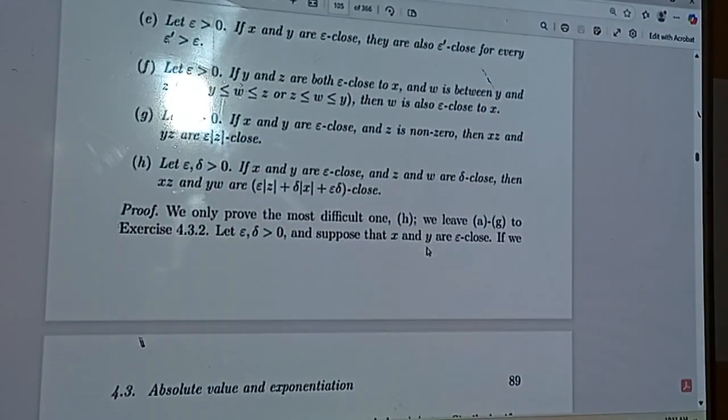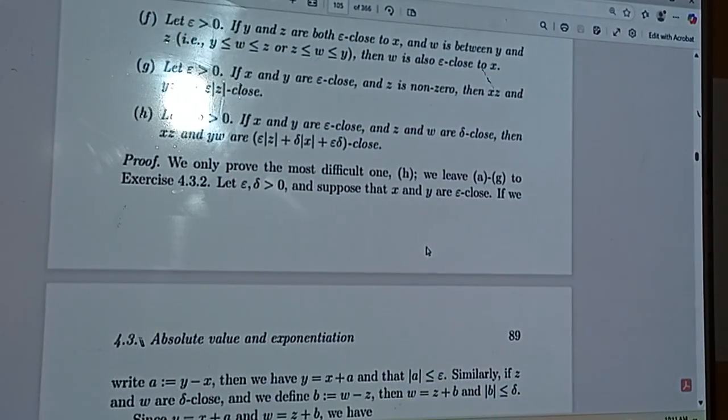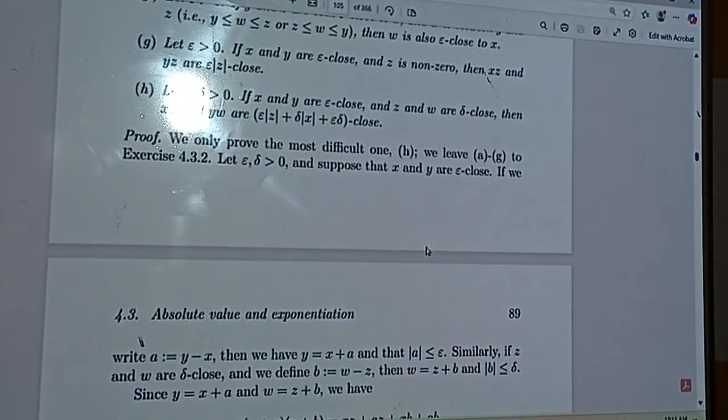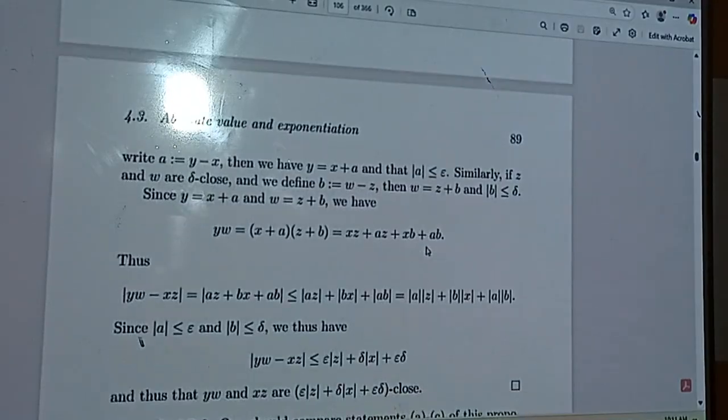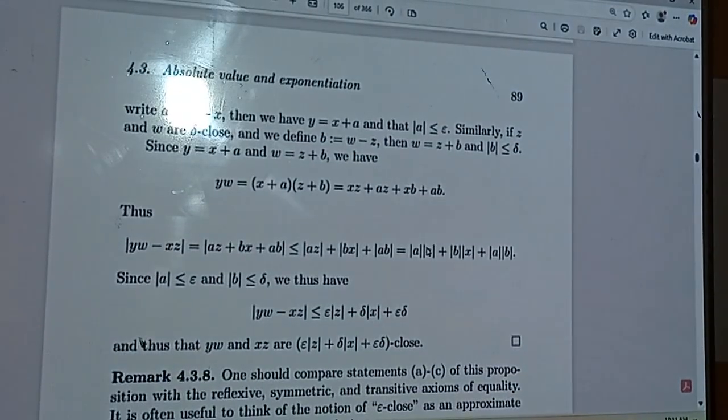Exercise 4.3.2, which is absolute value. Let me remember. One should compare statements A to C of this proposition with the reflexive, symmetric and transitive axioms of equality.